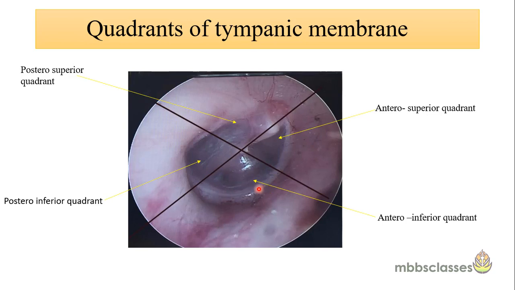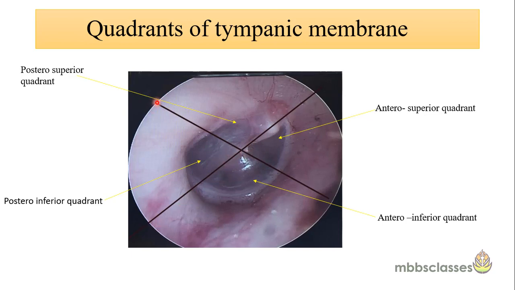But how is it divided? It is divided by an imaginary line drawn along the handle of the malleus. The first line is drawn along the handle of the malleus, and the second line is drawn perpendicular to the first line at the level of umbo. So if this is the handle of the malleus, if we draw an imaginary line, this will be the first line. This is the umbo.